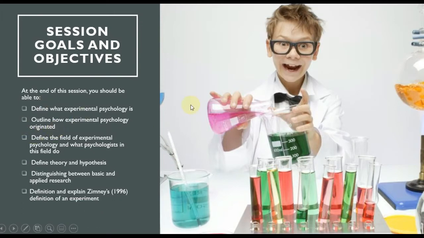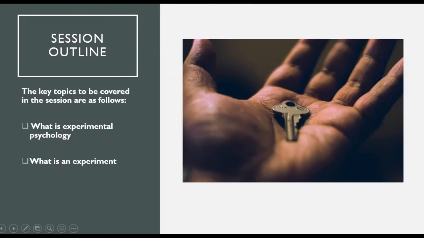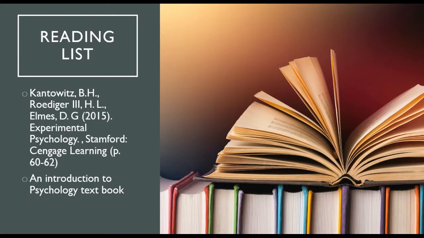Goals natin, define what is experimental psychology, how experimental psychology originated, define the field of experimental psychology and what psychologists in these fields do. Okay? Define theory and hypothesis, distinguishing between the basic and applied research. Okay. For others, nasa ibang lesson siya. Okay. Next will be session outline. What is experimental psychology? Different status of experiment. Reading list.